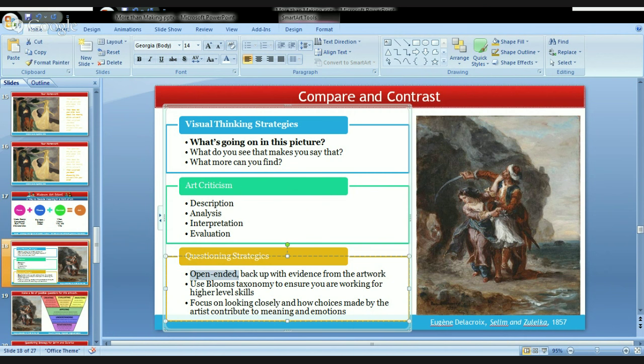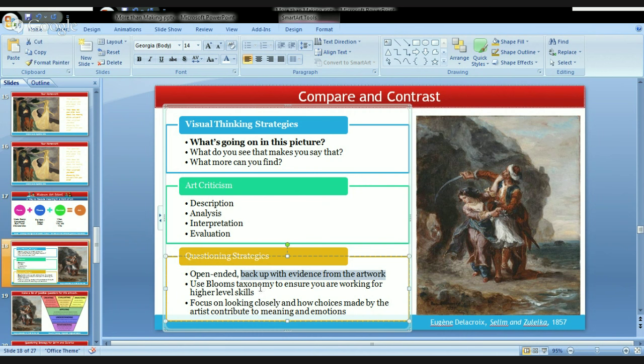But the most important thing is open-ended questions, but also backing up with evidence from the artwork. So everything that they say, they have to back up. You know, I think this is happening. Well, why do you think this is happening? What did the artist do to make you think that was happening? That makes them think about the assumptions they're making, and it helps them not only understand art more in the future, but also how to become better artists themselves.